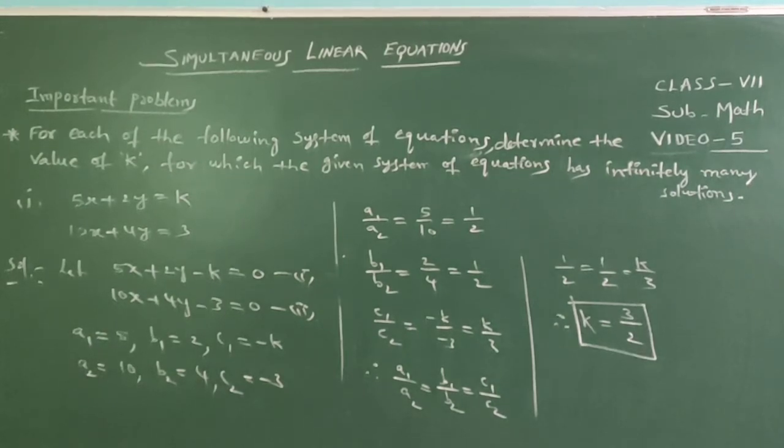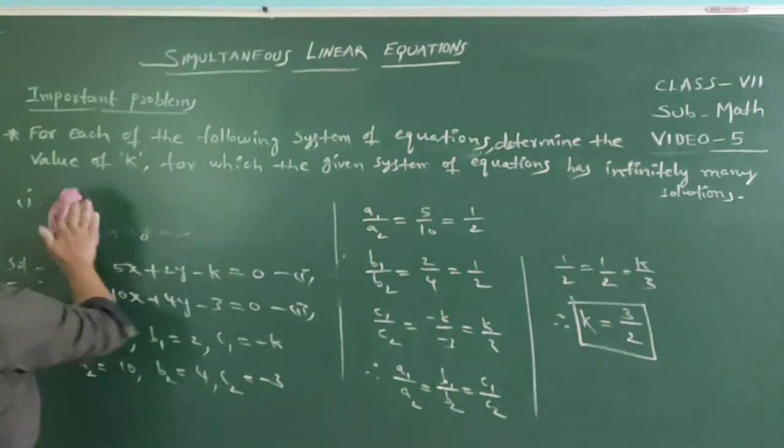For the system of equations to have infinitely many solutions, the condition is a1 by a2 equals b1 by b2 equals c1 by c2. Therefore, 1 by 2 equals k by 3, which means k equals 3 by 2. For the value of 3 by 2, the given system has infinitely many solutions. Another example, second example.